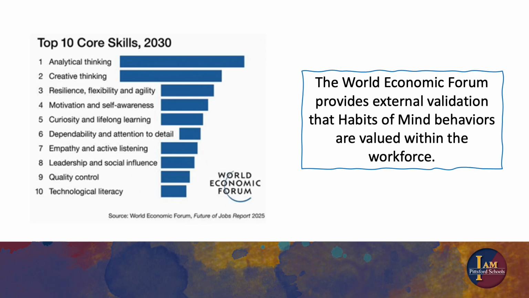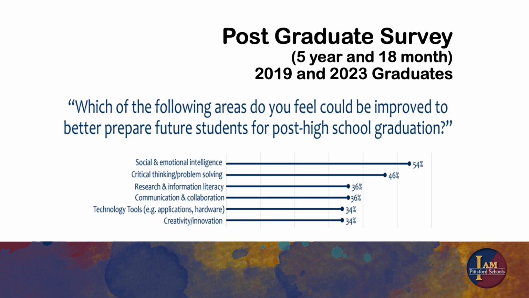But then also we survey our graduates. And so in our, can you click forward? In our postgraduate surveys, both in the 18-month postgraduate survey and in the 5-year postgraduate survey, our former students are telling us that we need to be better at this kind of work at school. So when we identified areas that they felt could be improved in Pittsford schools to prepare students for the future, that social and emotional intelligence came up across both surveys. So did critical thinking and problem solving, and then some of that communication and collaboration. And that was consistent across the people who just graduated and the students that have been out for 5 years.